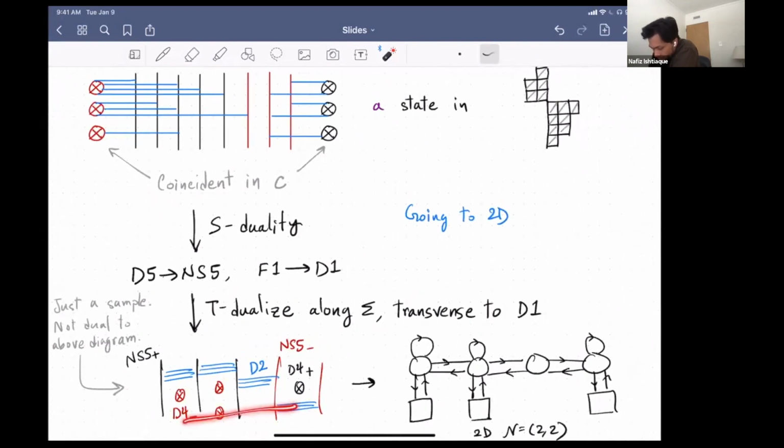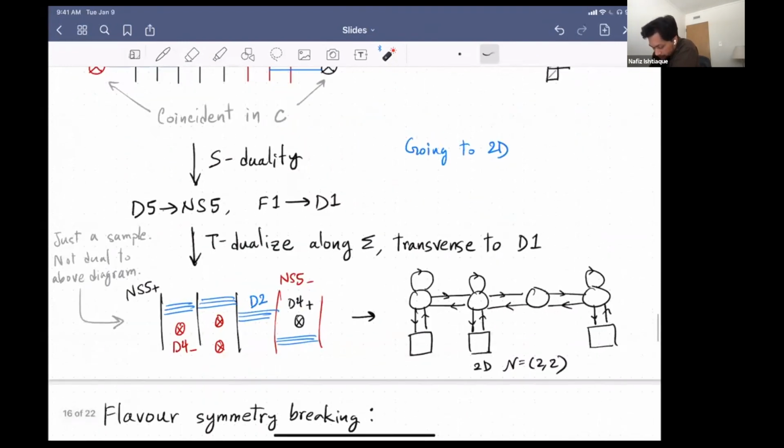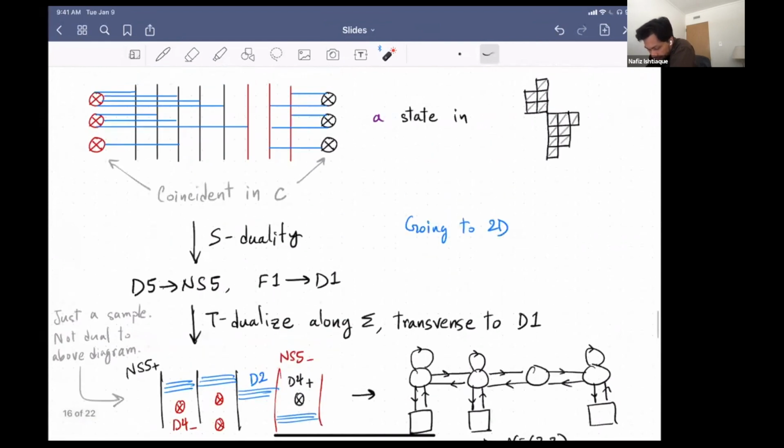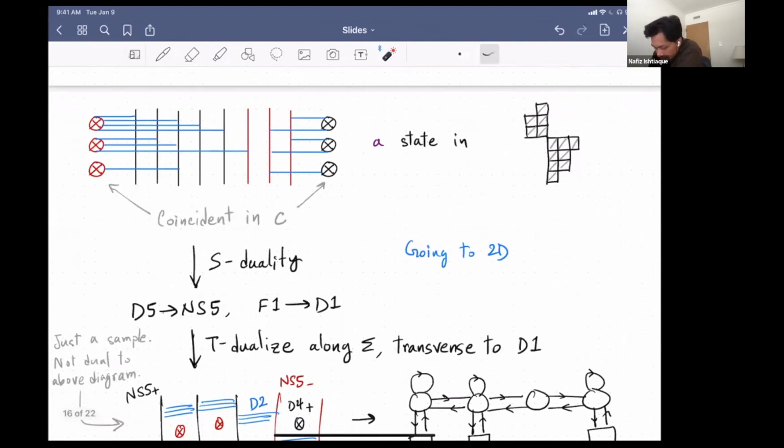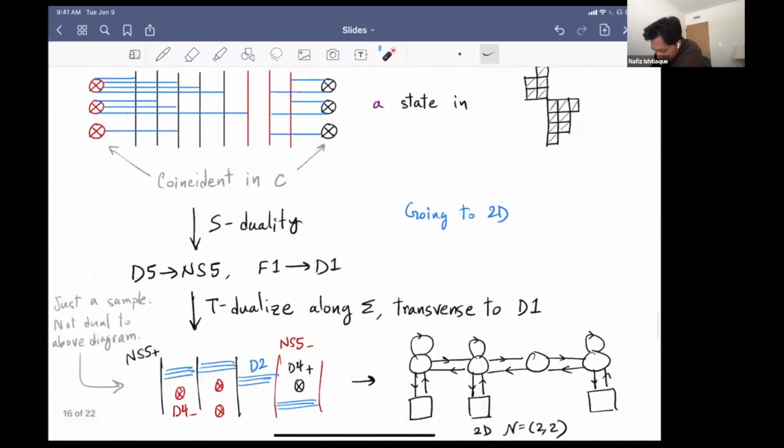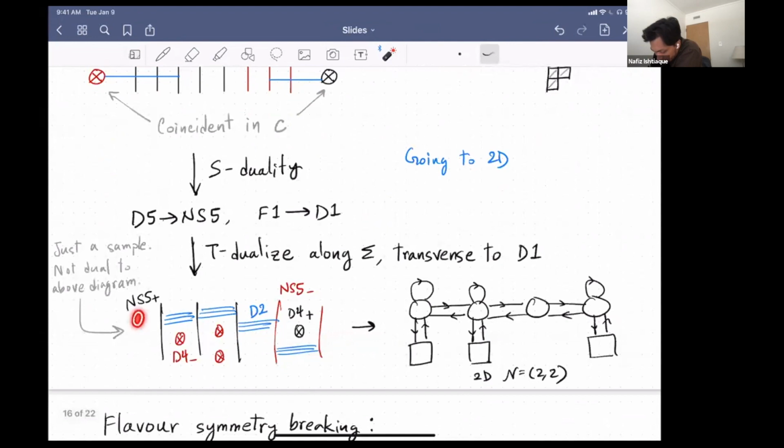So this is not really dual to this configuration. I copied the picture from somewhere else. It's just a sample that we will have some NS5 branes, NS5 pluses, NS5 minuses, and with D4 pluses and D4 minuses, and some D2 branes suspended between them. I mean, if I start directly from here, I will end up with some configuration where all the D4 branes will be at the two ends, for example.